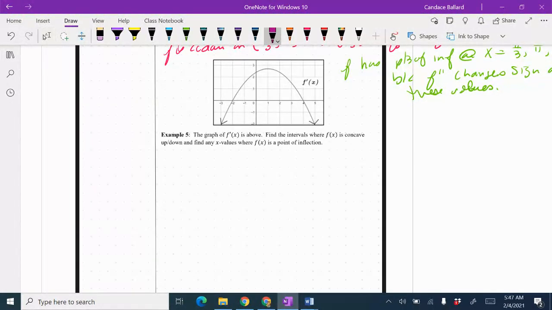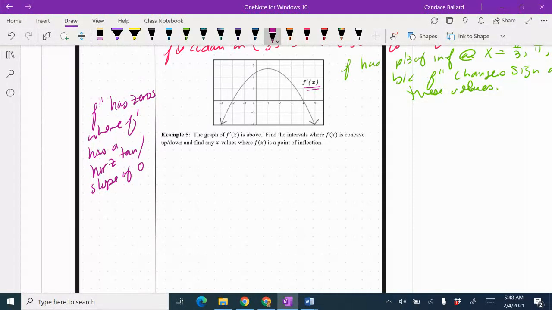When we talked about this with increasing and decreasing, we always found our critical numbers by looking at the zeros. However, we're still given the first derivative graph, but I need to figure out whether the second derivative has zeros. So the second derivative has zeros where the first derivative has a horizontal tangent or a slope of 0, right?